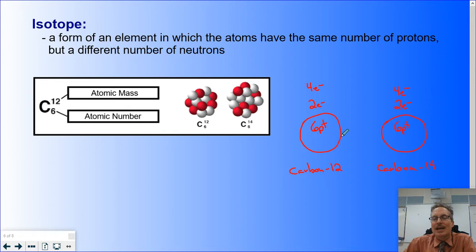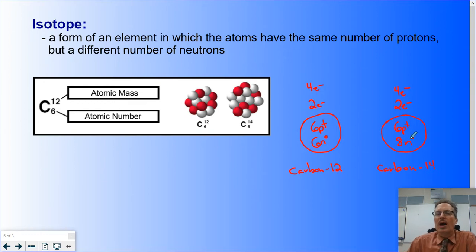What changes in an isotope is the number of neutrons. Since this is carbon 12, we know the mass number was 12. So 6 plus what is 12? Carbon 12 is going to have 6 neutrons. Because this was carbon 14, that means the mass number was larger. This is the unstable form of carbon. So 6 plus what is 14? This one's going to be 8 neutrons.